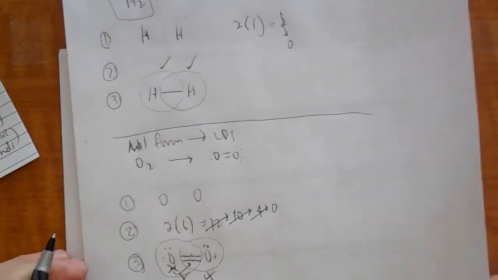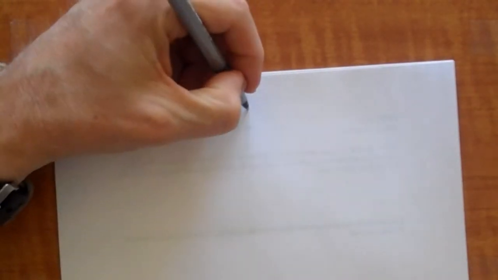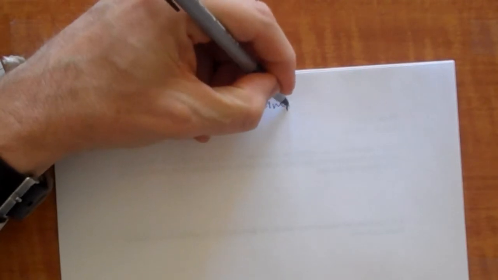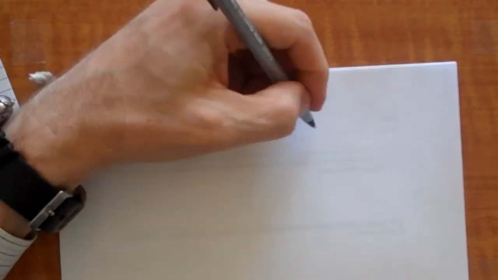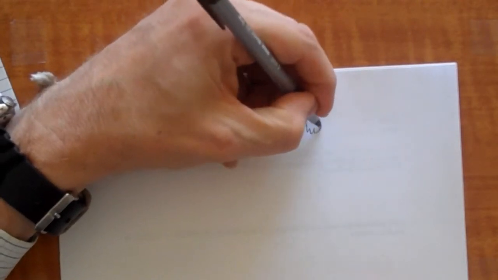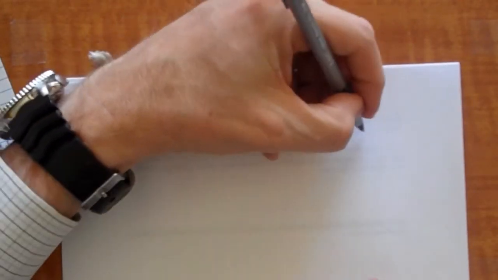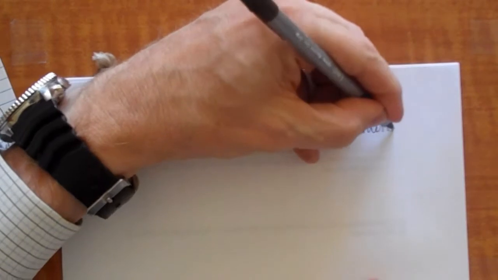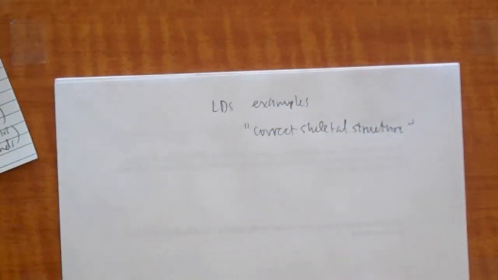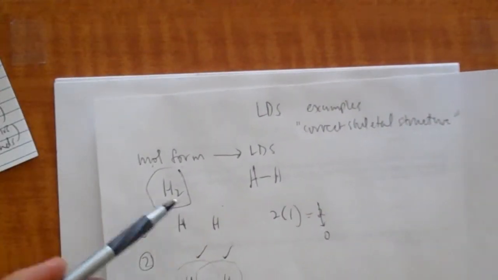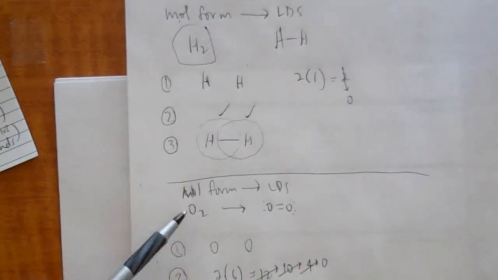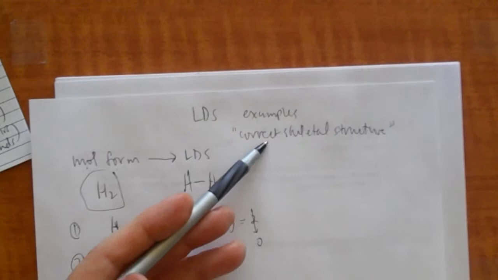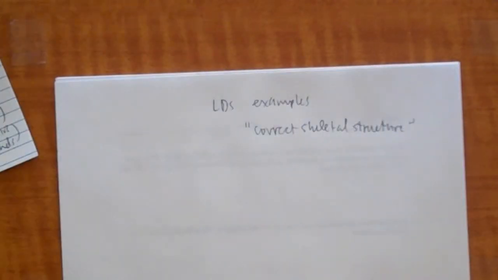All right, and the final one I want to do for this video, Lewis dot structure examples, we're really probing that first step, the correct skeletal structure. We're probing that first step a little bit, saying what could that possibly mean, right? So this first time we did 2 diatomic ones. We did H2 and O2, where the correct skeletal structure was obvious. Now let's do another one.